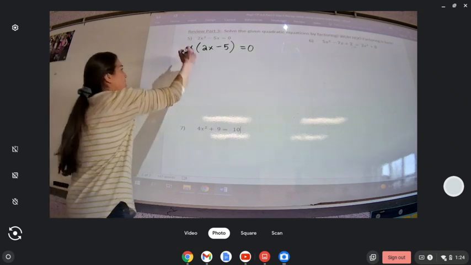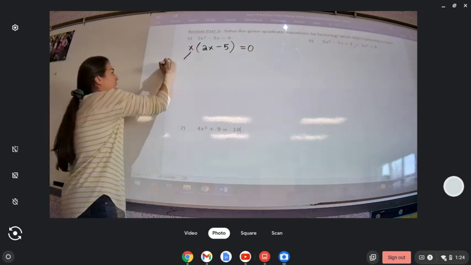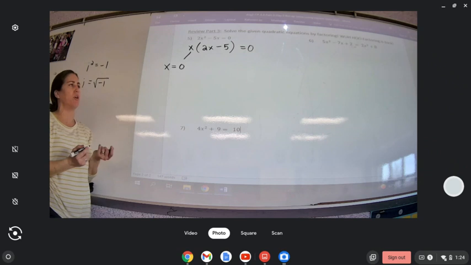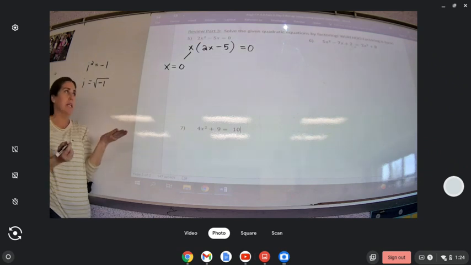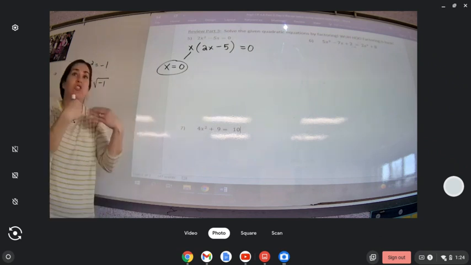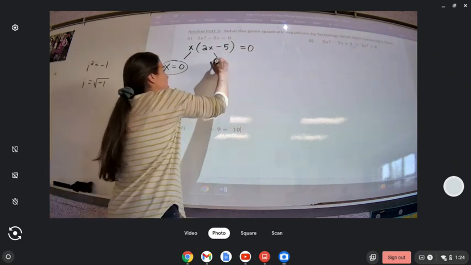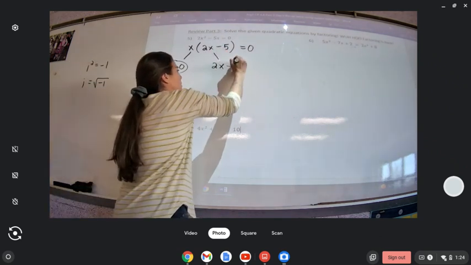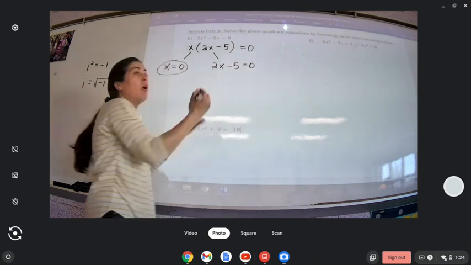So guys, if you take your first factor x, and you have to find out what's going to make him equal 0, who is it? 0. He needs to be 0. All right, but what if I need 2x minus 5 to become 0? What does x need to be in order for 2 times x minus 5 to become 0?